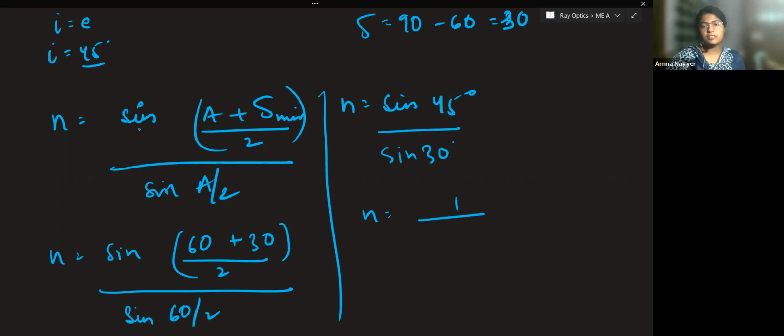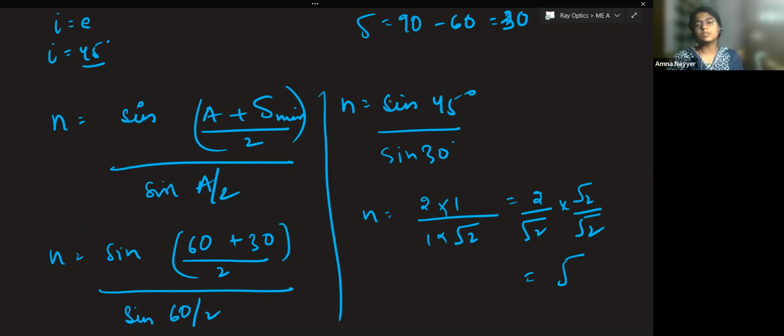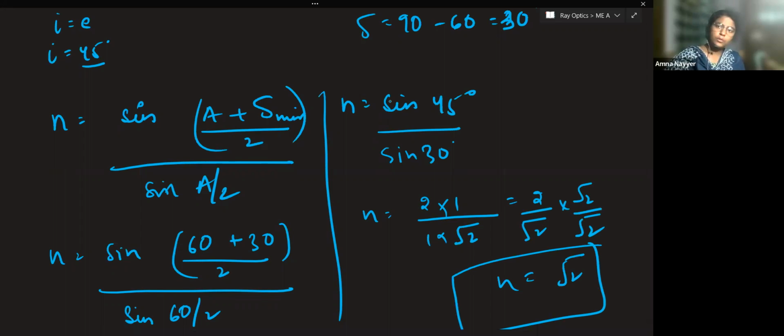Sine 45 is 1 by root 2, sine 30 is 1 by 2 only. So you get 2 by root 2. Yes, the answer will be root 2. Because you have 2 by root 2, if you rationalize it, multiply up and down by root 2, this becomes root 2 only. So n is root 2. All right, note this question as well.